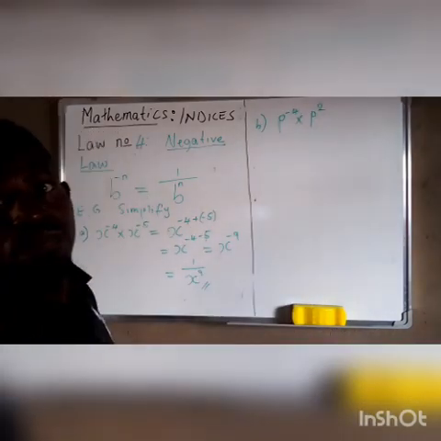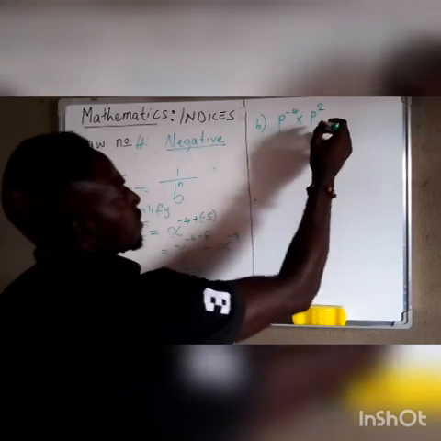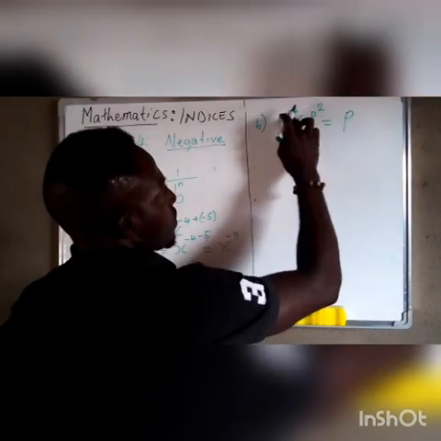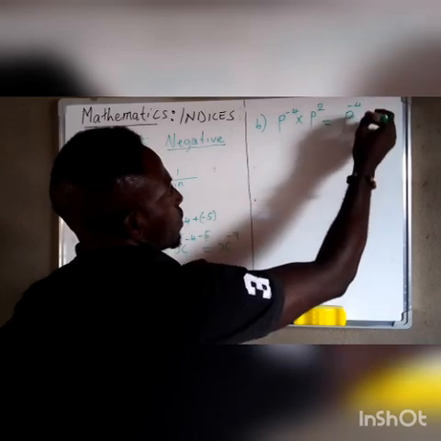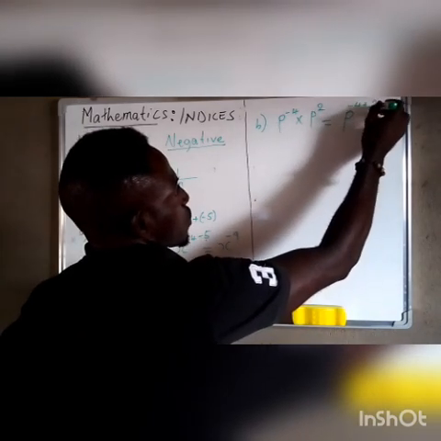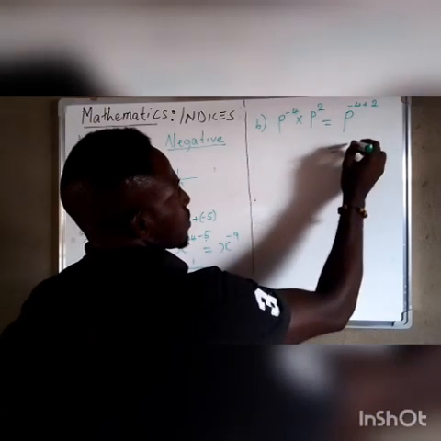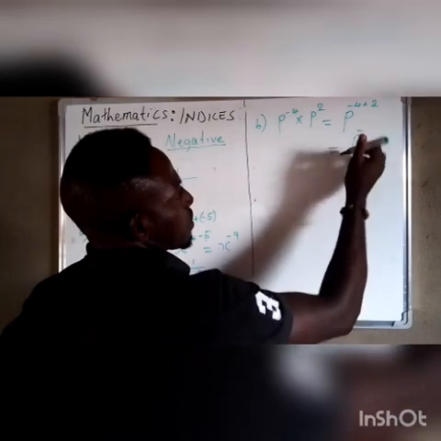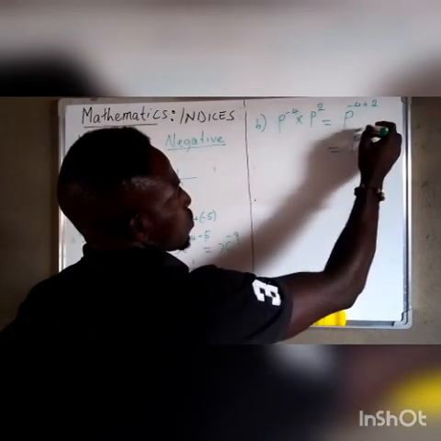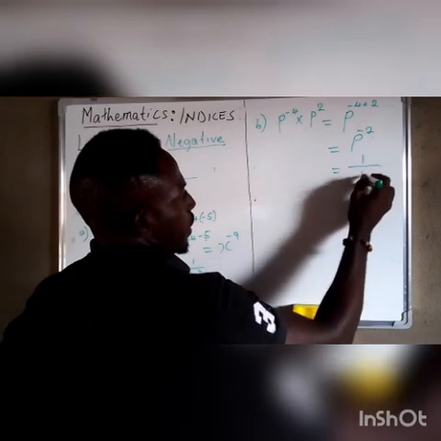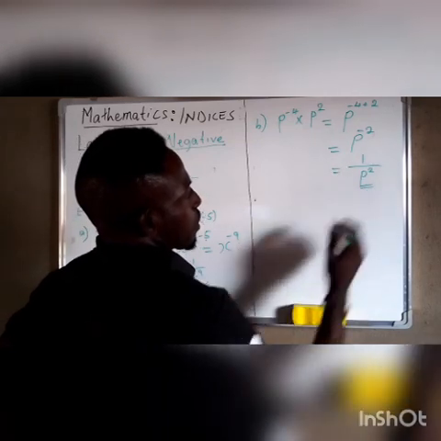So let's have it here. We have a common base. We take one of the p. The first power is minus 4, and then since it's multiplication, we are adding plus 2. And that gives us p. This minus this will give us minus, so 4 minus 2 will give us 2. Since we have not yet applied the negative law, we cannot stop at that level. So this becomes our final answer.